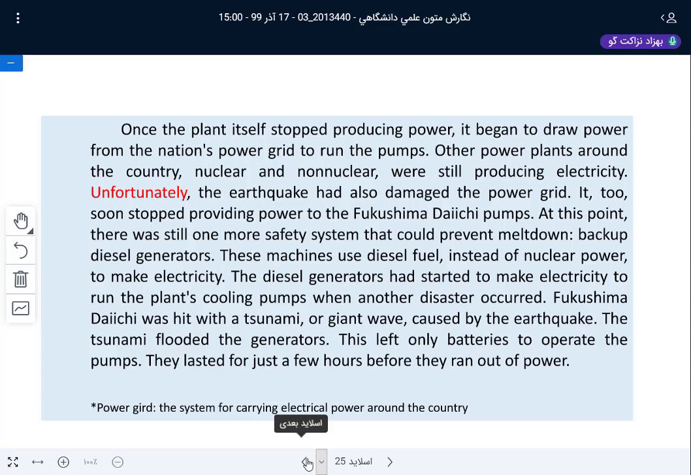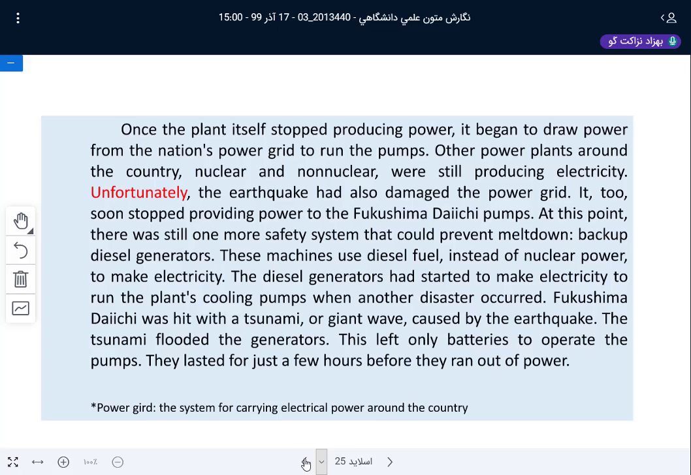Or tsunami, or giant wave. When you see "or," it shows that we are conjoining two grammatically identical units. So a noun, a tsunami, and a giant wave. So these are roughly synonymous. Caused by the earthquake, the tsunami flooded the generators. This left only batteries to operate. You see, there is the secondary backup and the batteries to operate the pumps. These lasted for just a few hours before they ran out of power.